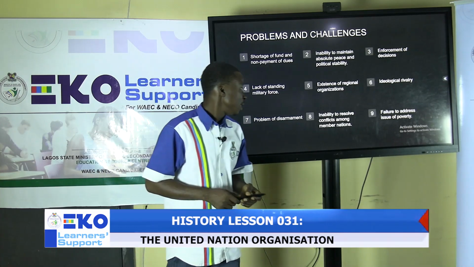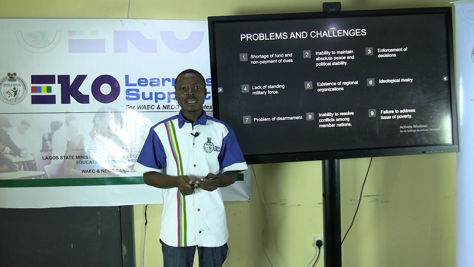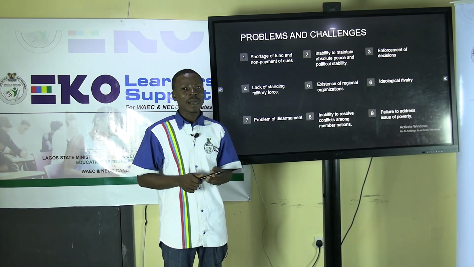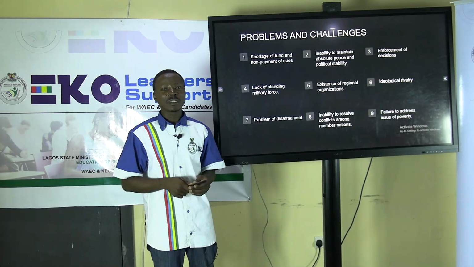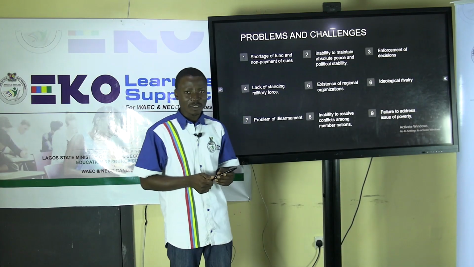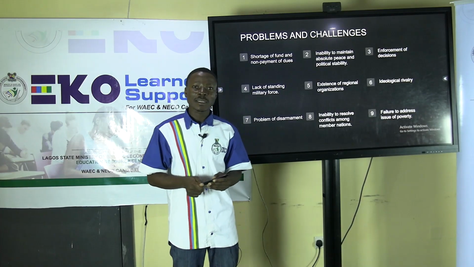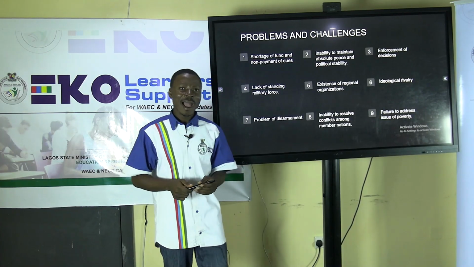And also the inability to resolve conflicts among member states. There are a lot of conflicts still going on around the world that the United Nations is unable to resolve among member states. An example is the conflict between Israel and Palestine. Another example is the conflict in the Darfur region in Africa. Another example is the war currently going on between Russia and Ukraine.